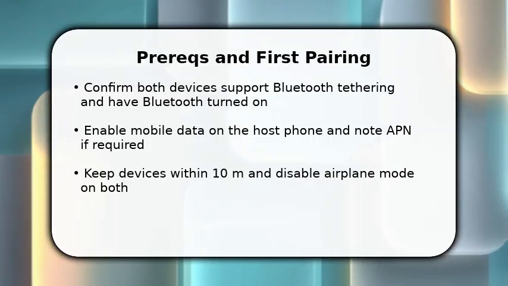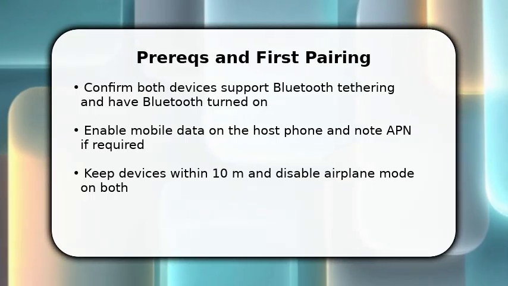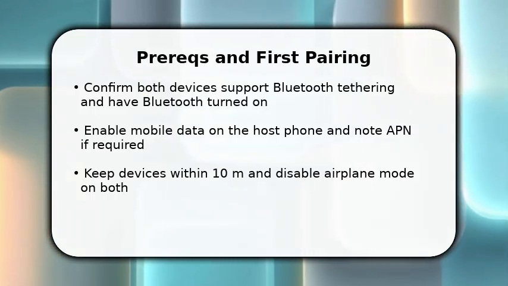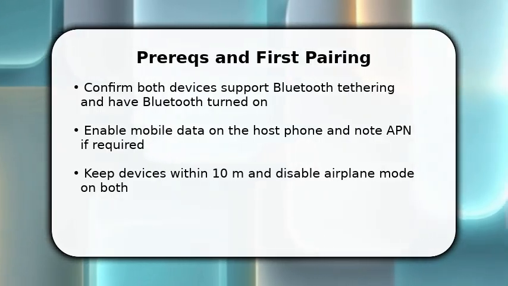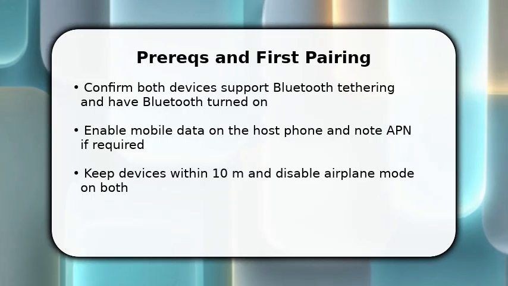You start by verifying prerequisites: a host phone with mobile data and Bluetooth tethering capability, and a client device that can use Bluetooth PAN. Turn on Bluetooth on both devices and enable mobile data on the host.